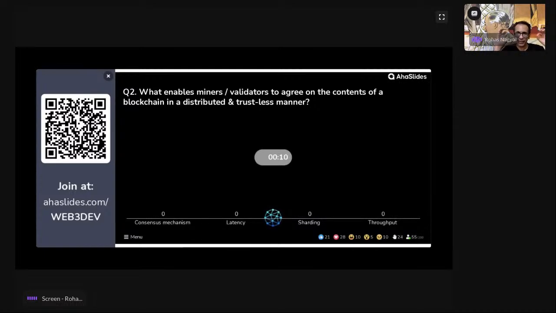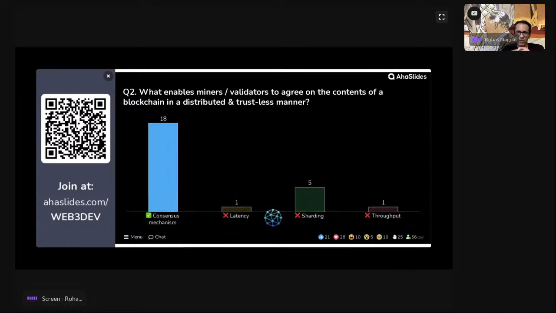So what is it that enables miners in a proof of work system or validators in a proof of stake system to agree on the contents of the blockchain? The time's almost up. I hope all of you get this right. Awesome. So a vast majority got it right. The answer is consensus mechanism, right?